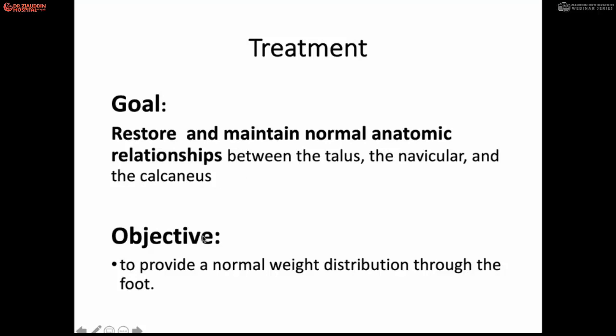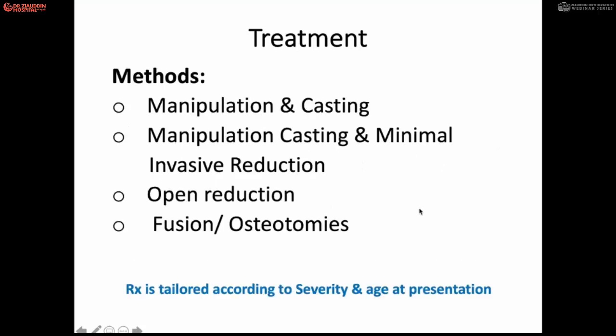And the objective is to provide normal weight distribution, because when it becomes late, there is unbalanced gait and backward gait, and there is a callosity. So our objective is to reduce the talocalcaneal and talonavicular joints to a normal position, so that there is a good distribution of weight on the plantar surface.